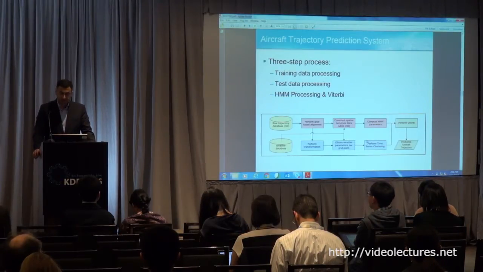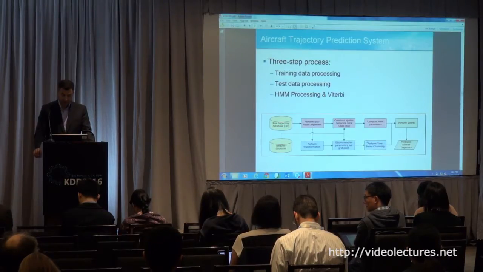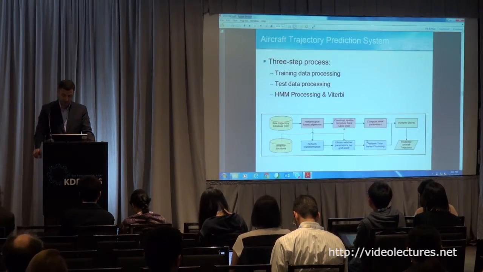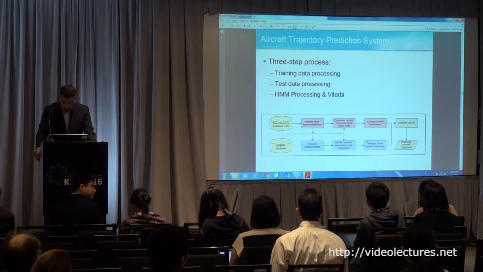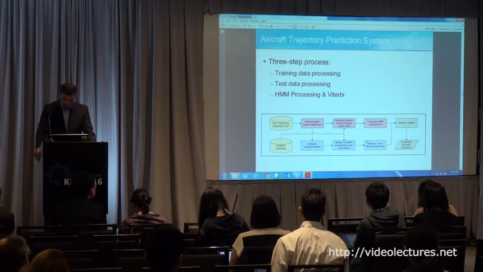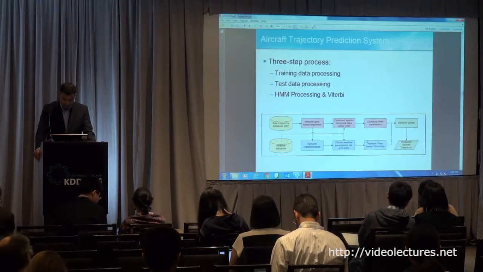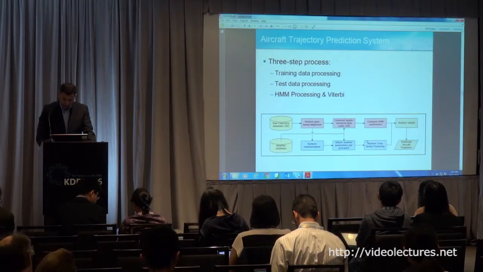Our trajectory prediction system follows three major steps. It performs training data processing, which is red colored on this picture, then test data processing, which is the blue, and then the HMM processing and Viterbi, which is the green color. The very left are the data sources, the raw trajectory database as well as the weather database.